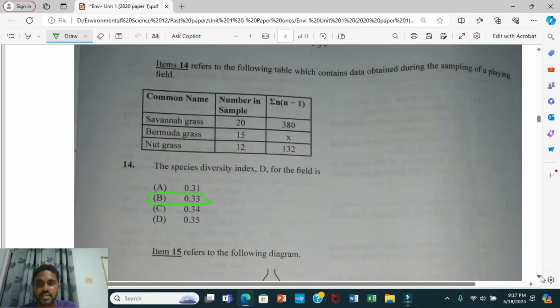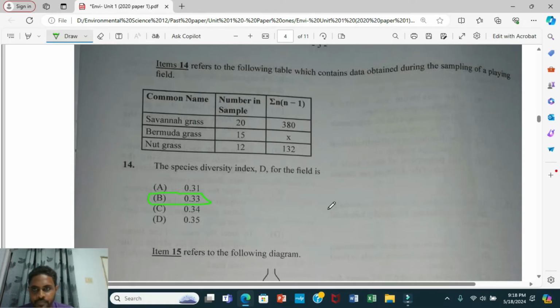Number 14 says item 14 refers to the following table which contains data obtained during the sampling of a playing field. So this is a table here. Savanna grass 20, Bermuda grass 15, nut grass 12. These are the number of plants that were collected. They're asking you now to find out the species diversity index for the field, so you're supposed to calculate it.